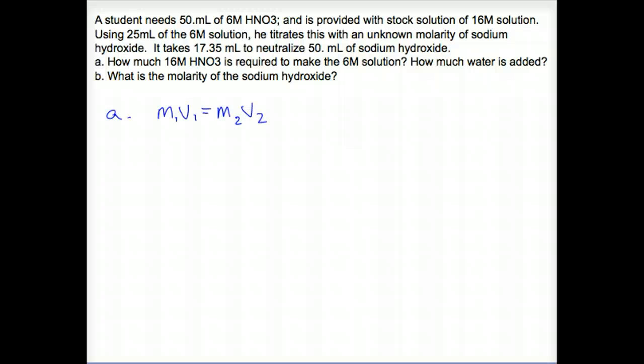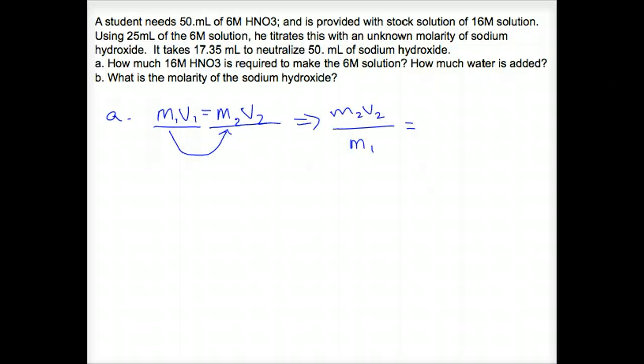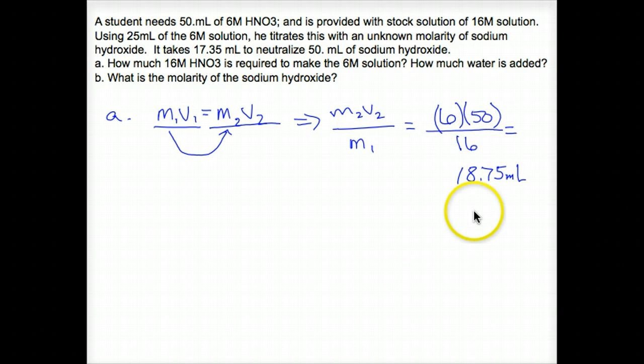To solve A, you should have immediately recognized it's a dilution, so it's M1V1 equals M2V2. As mentioned, we know this is basic algebra, so I solve for V1, which is M2 times V2 over M1. When we set it up, we get 6, 50, 16. You solve, and basically you need 18.75 milliliters of the concentrated to produce the dilute. Okay, so now pause it again and go to B.